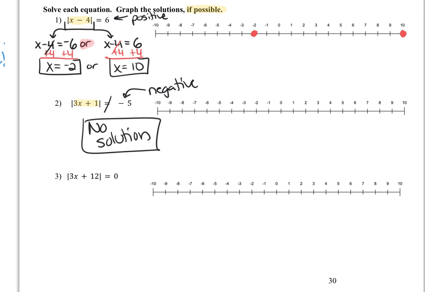Okay? Which means, do I have anything to graph? No. If you want to cross it out, that's fine. If you just leave it blank, that's fine. If you want to write no graph, that's fine. On Big Ideas, I think it says only graph if you have an answer, so you just leave the graph blank in their case, okay?